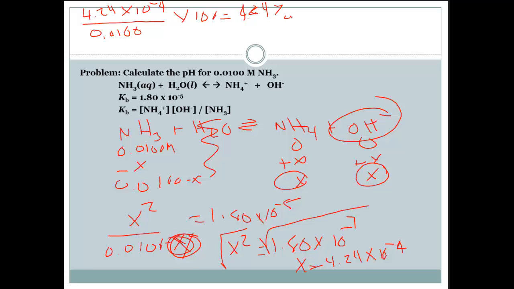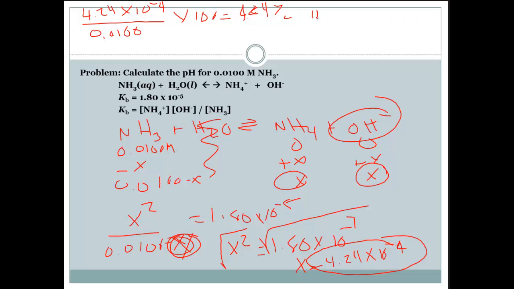Alright, so now we have the OH minus concentration. From here, we know this is our OH minus. We can figure out the H3O plus. You can either figure out the H3O plus and then find the pH, or you can figure out the pOH and subtract it out. So I'm going to go the route of solving for H3O plus.